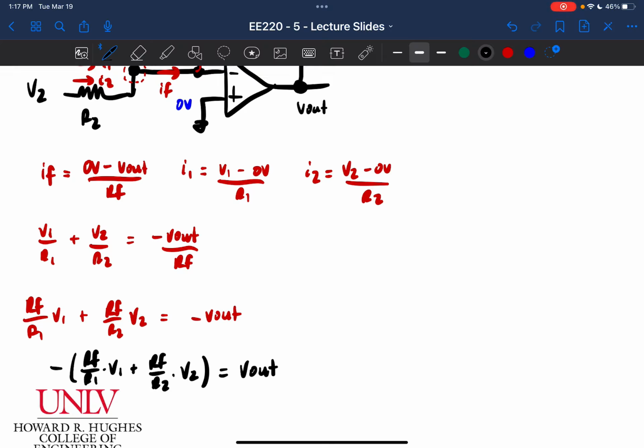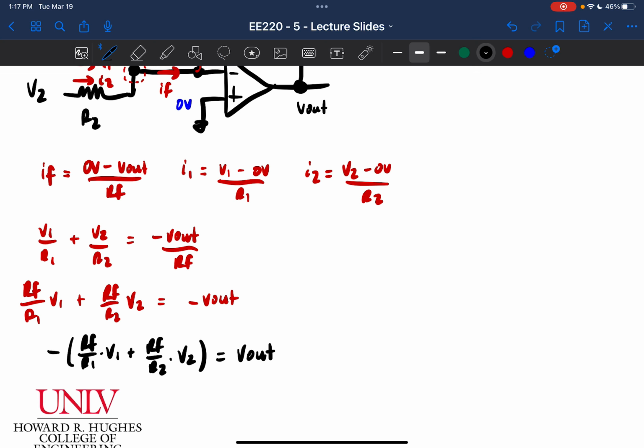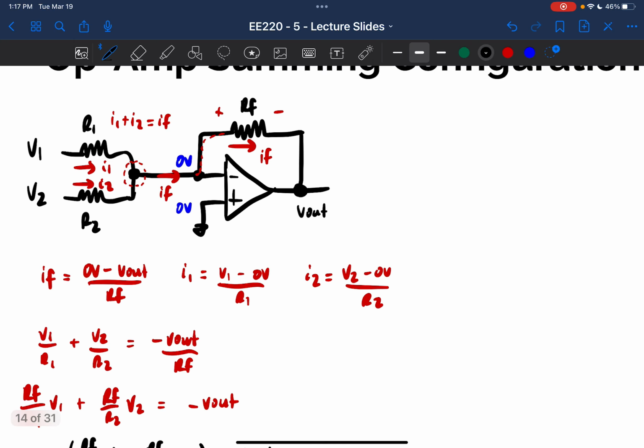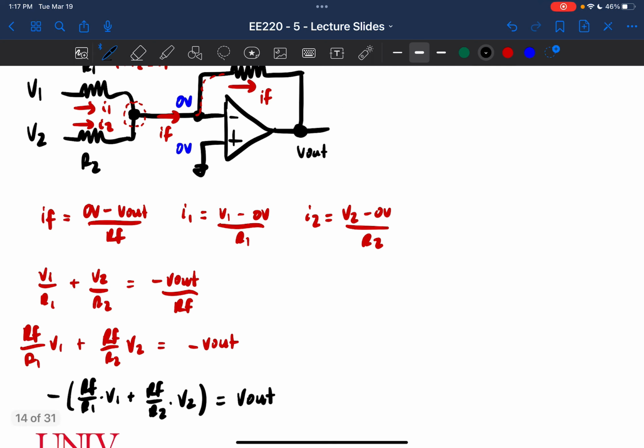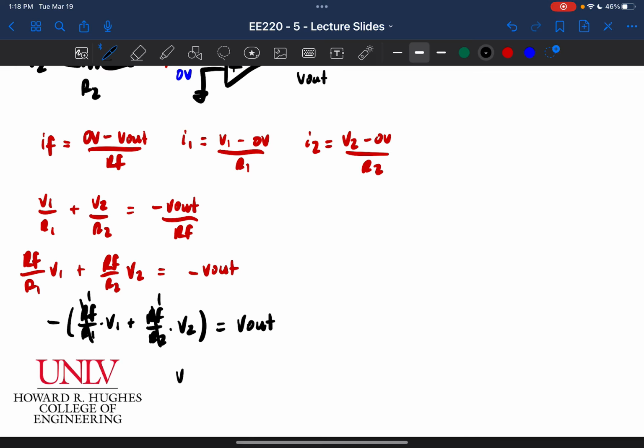It's not very satisfying. It definitely doesn't look like what you might expect from a summing circuit. But what would happen if I let RF equal R1 equal R2? Basically what I'm saying is all three of my resistors are the same size. What would happen? Well, if I come back down and look at this equation, if RF and R1 are equal, then this goes to 1. And if RF and R2 are equal, then this goes to 1. And then what I'm left with is V out is equal to negative (V1 plus V2).